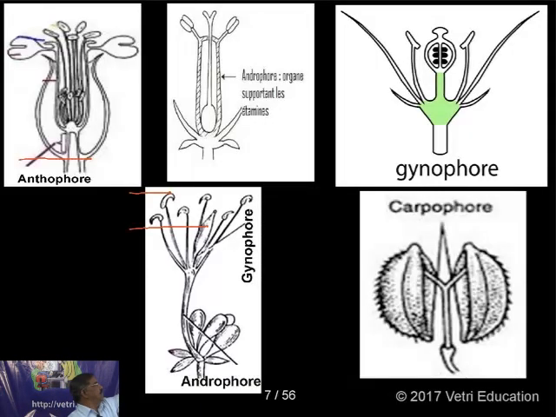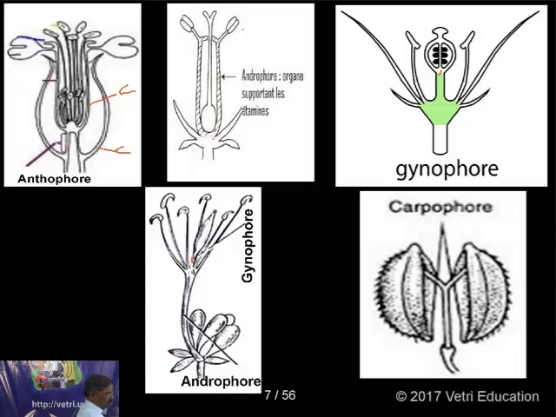See the first one, anthophore. This is the calyx, and this one is the corolla. In between you find an internode that is called the anthophore. The second one has androphore and gynoecium. Here you can find the stalk of the anthers, and here the anthers came. This is the androphore. But here, gynophore: the stalk of the gynoecium is called the gynophore. Here you can see androphore, and here gynophore.